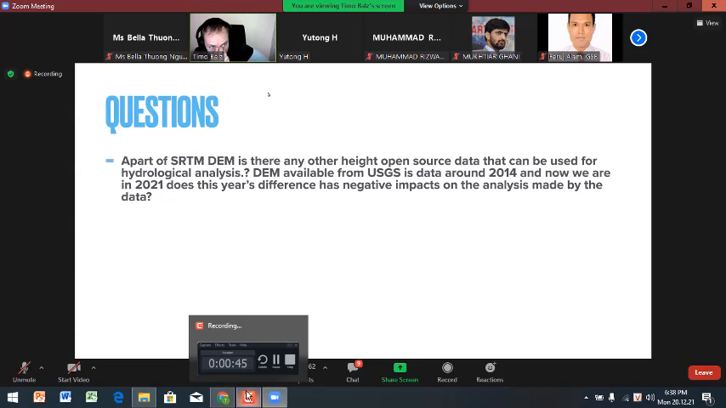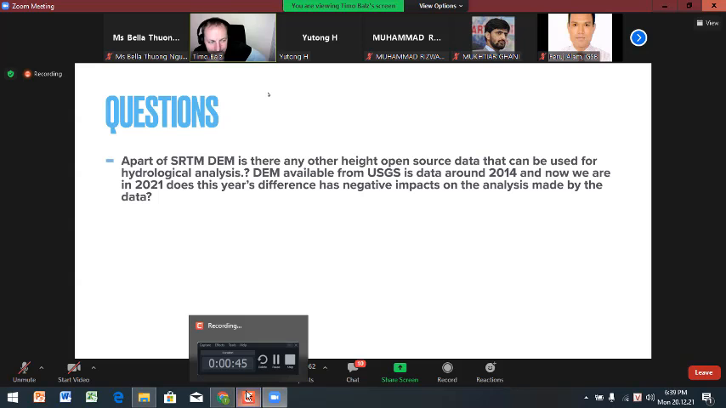Aside from SRTM, are there any other height data that can be used for hydrological analysis? The data is a bit outdated. Does this have negative impacts on the analysis? Well, I guess if it has a negative impact, that very much depends on your test area, right? If there have been huge changes or not in the meantime.